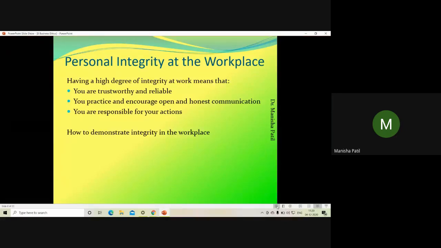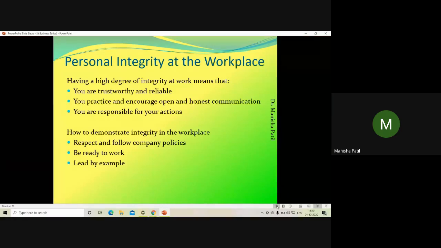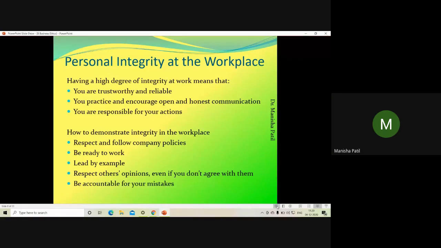Next question is, how to demonstrate integrity at the workplace. Point number 1, respect and follow company policies. Number 2, be ready to work. Number 3, lead by example. Number 4, respect others' opinions even if you don't agree with them. Number 5, be accountable for your mistakes.